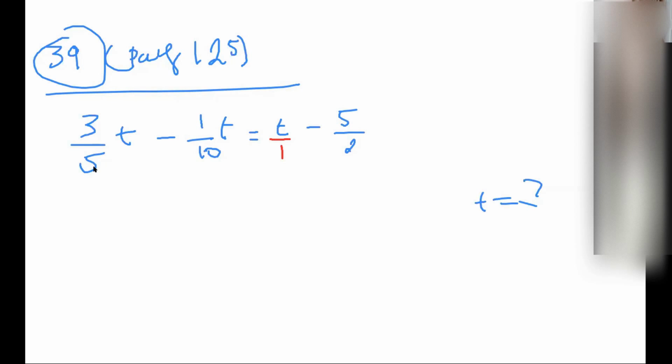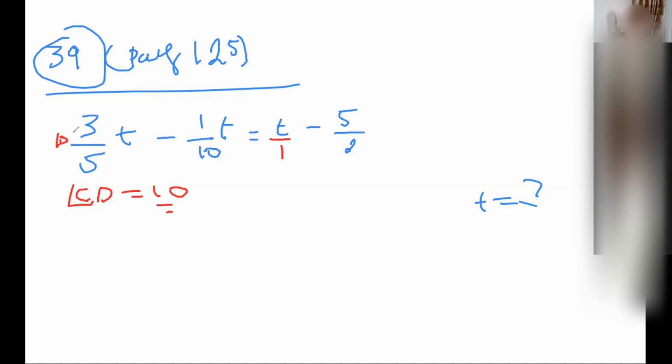Now, in order to get rid of all these fractions, I need to find the LCD for all these denominators. So we have 5, we have 10, we have 1, we have 2. What is the common denominator for all these numbers? 10. That's right, 10. So the LCD is 10. I'm going to multiply each one of them by 10, by the LCD. I'm going to put it here, also here, and basically each fraction must be multiplied by the same number.